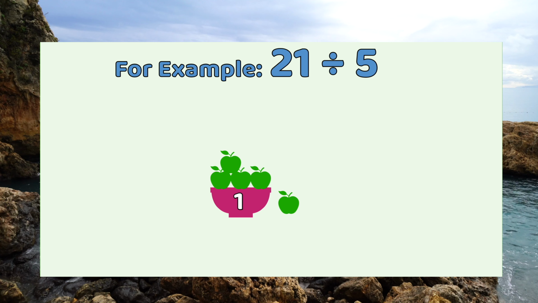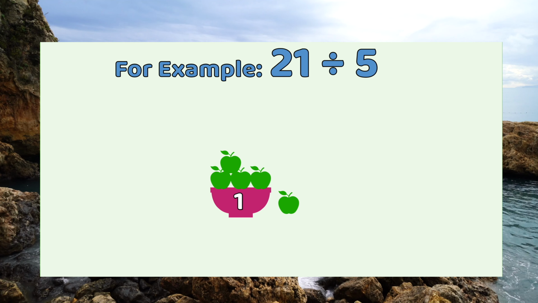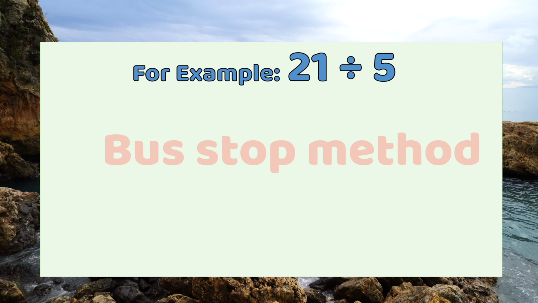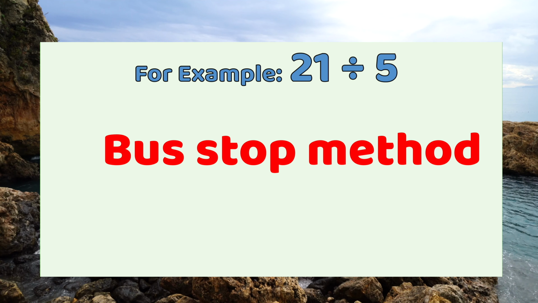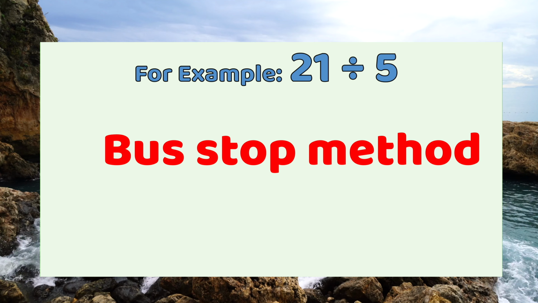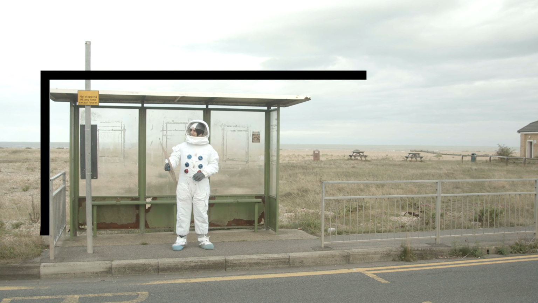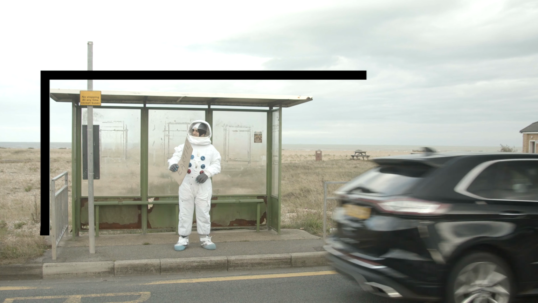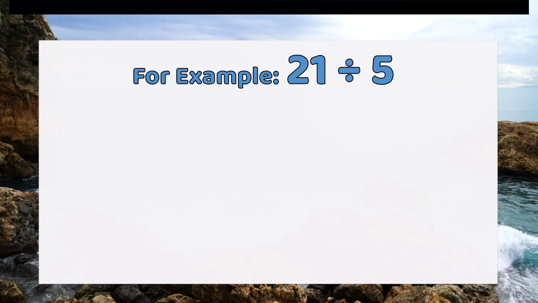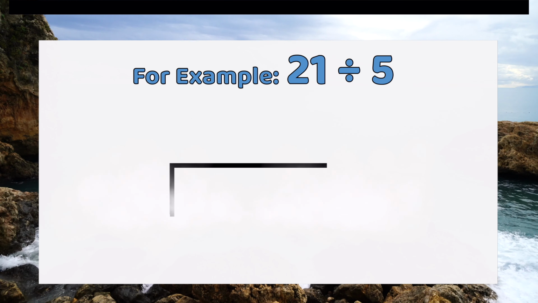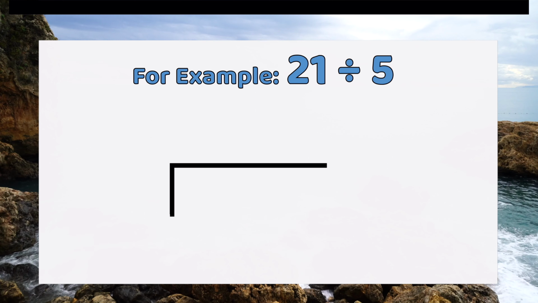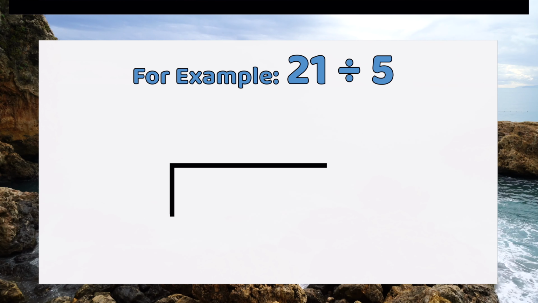Now, when we're doing this mathematically, we do something called the bus stop method. Why is it called the bus stop method or the bus shelter method? Well, basically because, as you can see, the symbol that we normally use looks like a bus stop. So here we have our bus stop. And as you can see, this symbol looks like a bus stop.